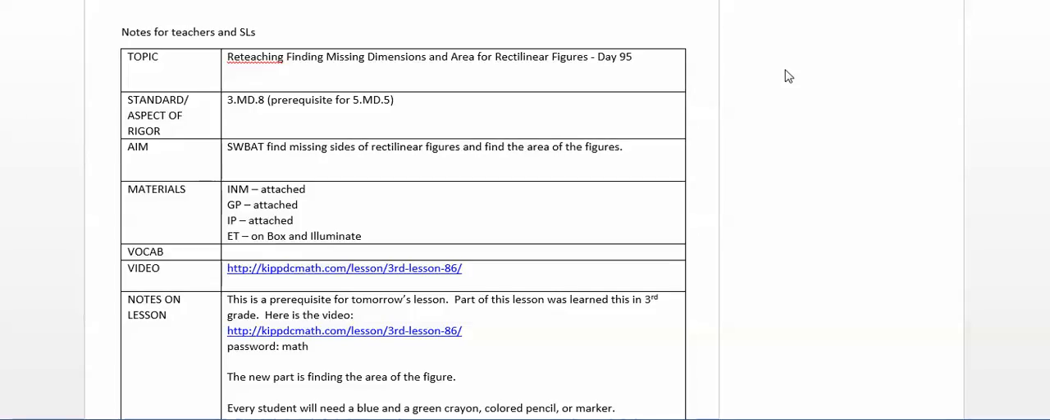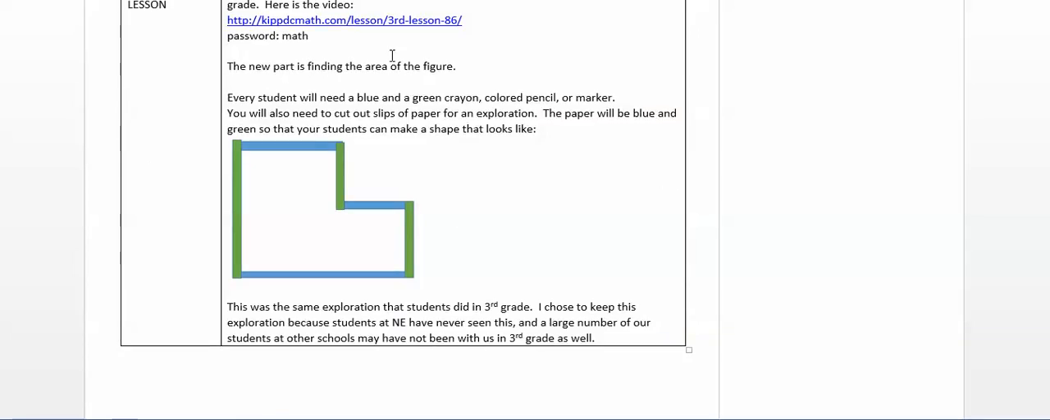All right, this is a reteaching lesson from 3rd grade. You can see that the standard here is 3.MD.8. What students need to be able to do in this lesson is recognize that the opposite sides of a rectilinear figure are going to be equal. So we're actually going to start with this 3rd grade task. Please watch Lisa's video here.